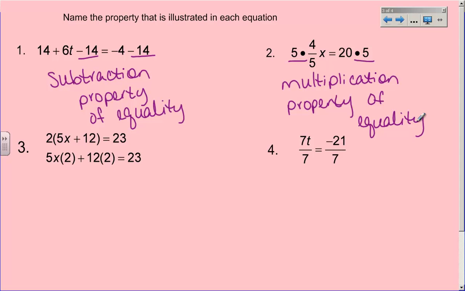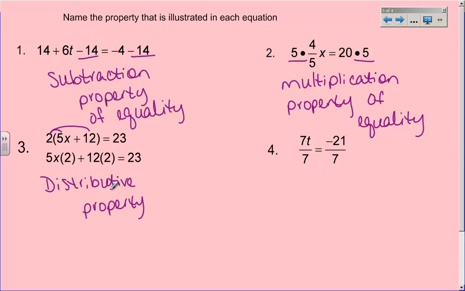Now on number 3, you're not going to be able to look at what's the same, because the only thing that is the same is that 23 stays the same. But if you look, I have 2 times the quantity of 5x plus 12 equals 23. And then I suddenly have 5x times 2 plus 12 times 2 equals 23. Well, the only way for that to happen is for you to distribute this 2 to both of these, which makes this the distributive property. So I distributed my 2, that's the distributive property.